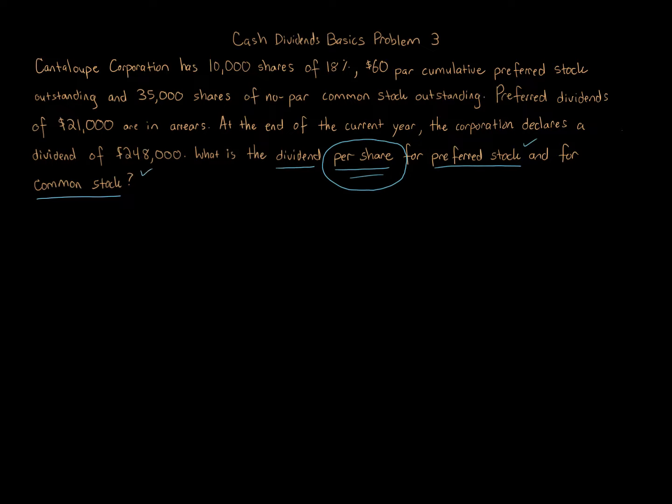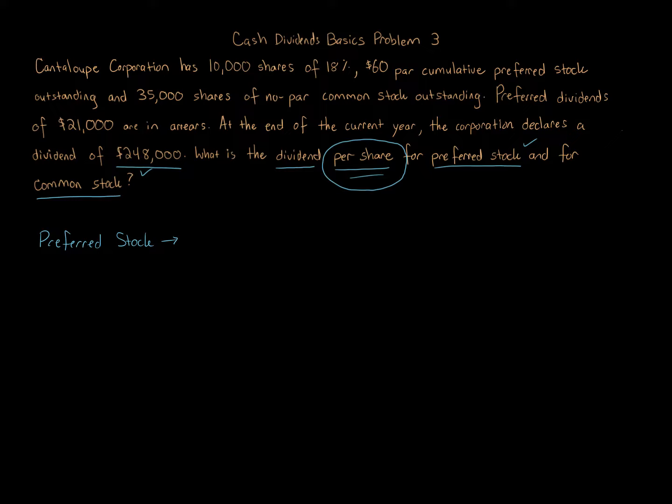Anytime we have to do cash dividends, remember, unless it says stock dividend, it's a cash dividend. And you'll see in the problem, it looks pretty clear. It says the corporation declares a dividend of $248,000. With preferred and common stock, we always start by calculating preferred stock, because remember, the idea of preferred stock is that it gets its dividend before common does. And if anything's left over, the residual goes to common.